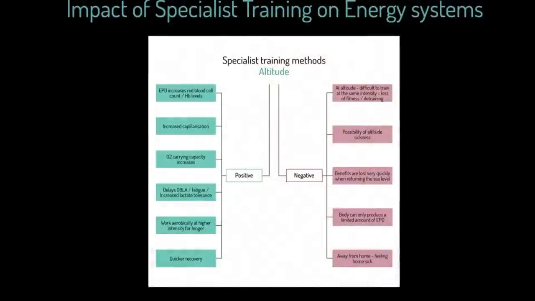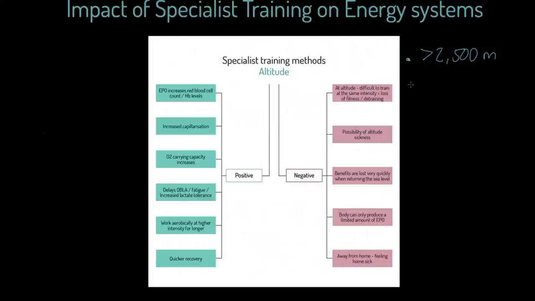Anyway, part two, what we're doing, specialist training. Let's switch back. So we're in good shape, let's keep this going. We're looking at the impact of specialist training and specifically altitude. Now, before we get into this, I just want to give you some general descriptors. We must be at or above 2,500 meters, that's around about 8,000 feet of altitude above sea level.